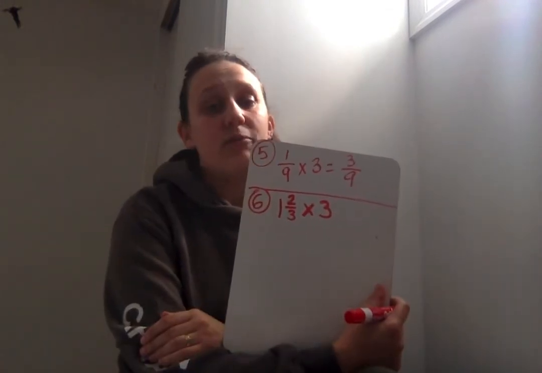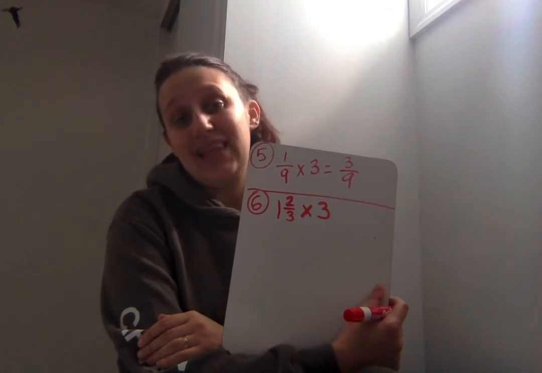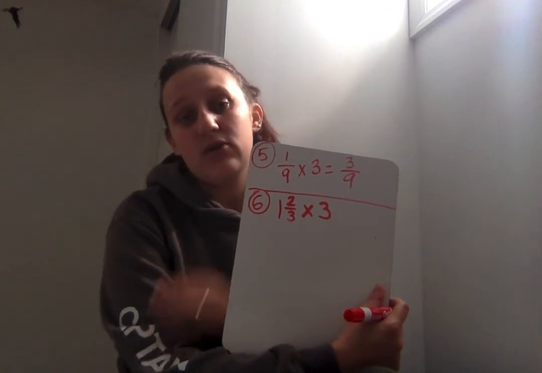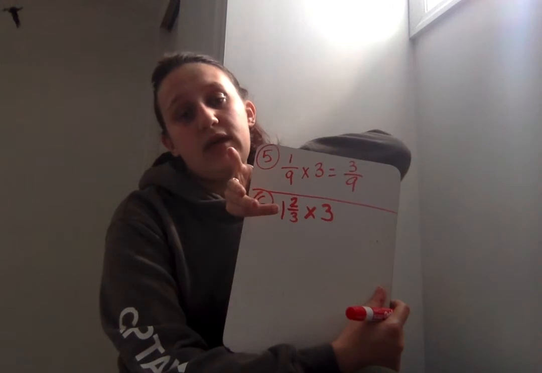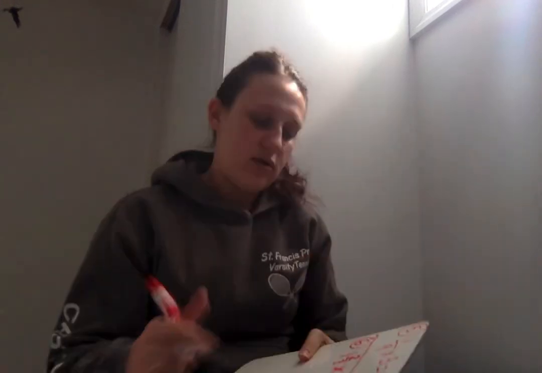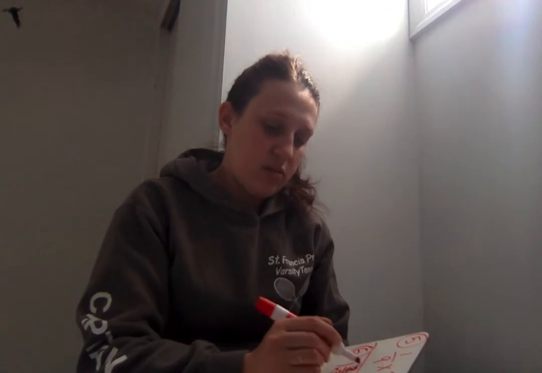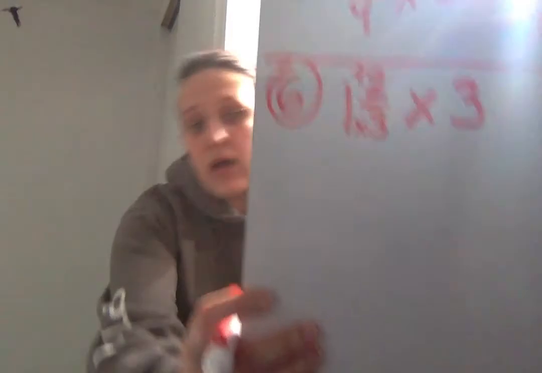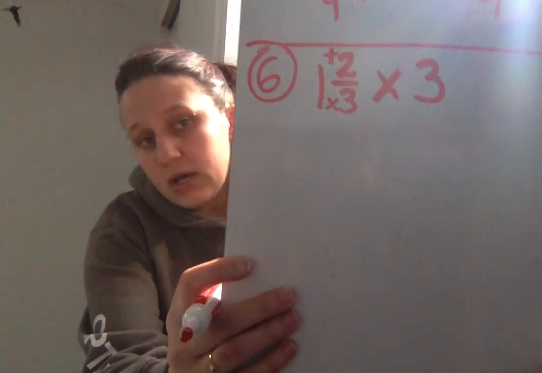What's our first step? We just learned this. This was our last lesson. What is our last lesson about? Changing this number right here into an improper fraction. So how do we do that? We put our x at the bottom and our plus at the top.